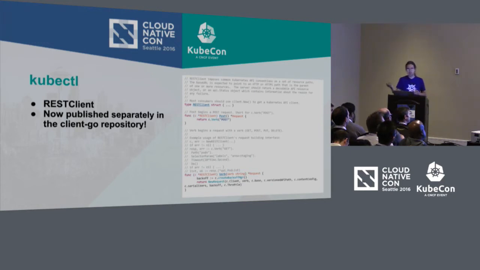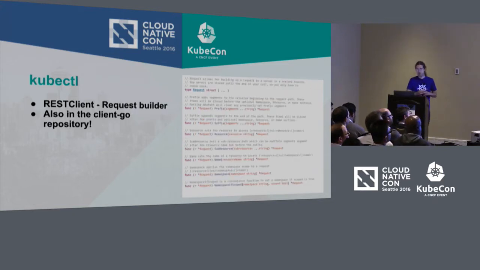You can see the REST client here is basically just a helper tool that helps you build a resource path, a URL that refers to a Kubernetes resource. It's got a series of helper functions. So you give it a verb, you can give it a prefix, a suffix, a resource, like replica sets in our case, a sub-resource, the name of your object if you're doing a get, a namespace. Yeah, so this is how you build up a request.